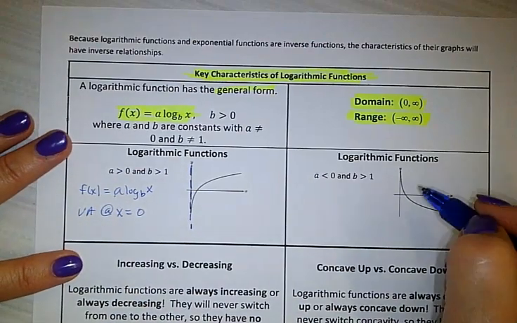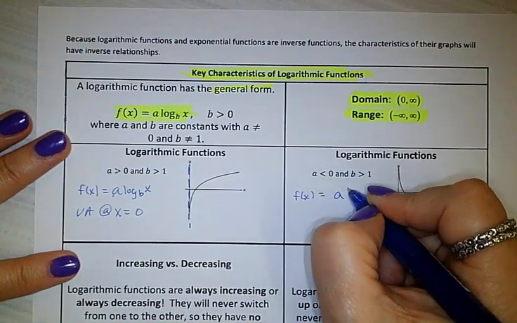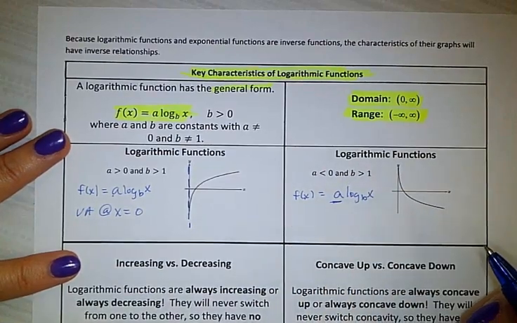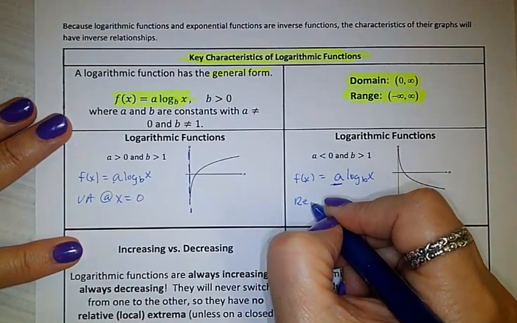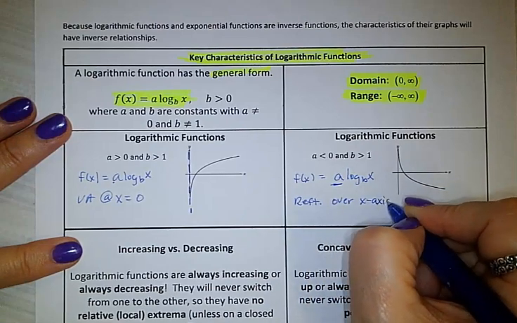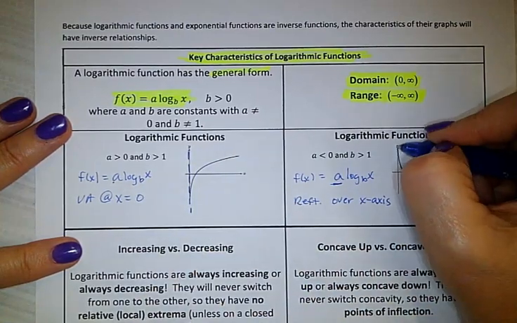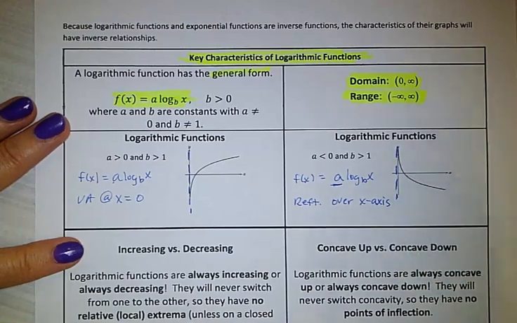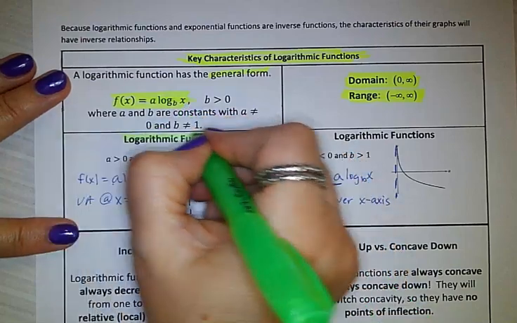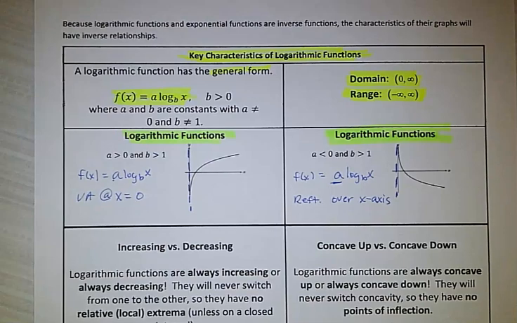Then over here, when a is less than 0, think about that equation again, that makes the value negative. So this is a reflection over the x-axis. When a is negative, it turns upside down. When a is positive, it's curving upright. In either case, we still have our vertical asymptote there because we haven't had any horizontal shifts. So here's just basic information once again about the logarithmic function.